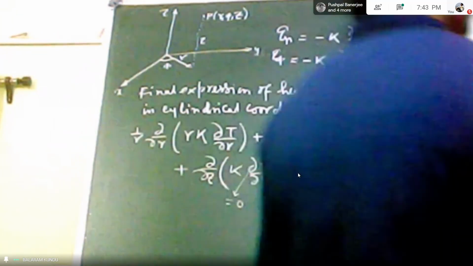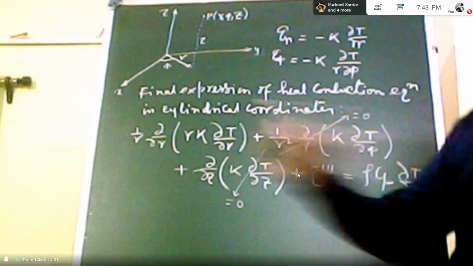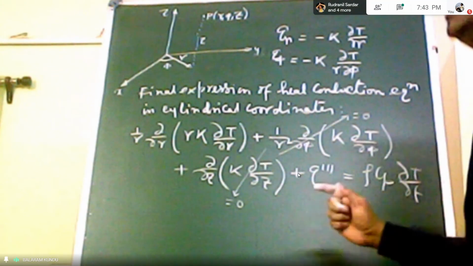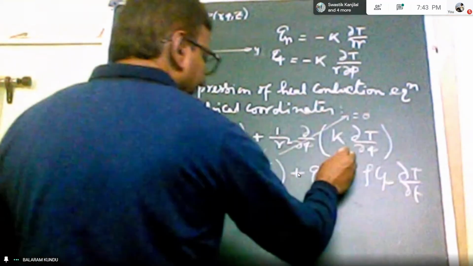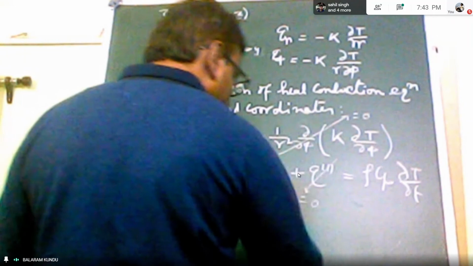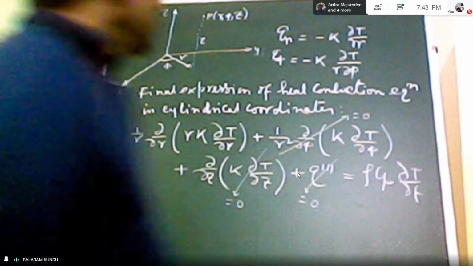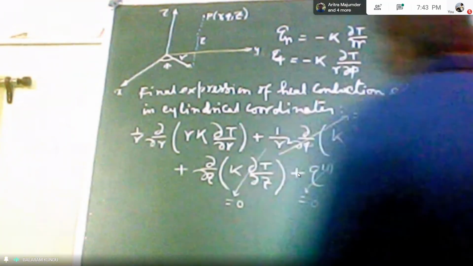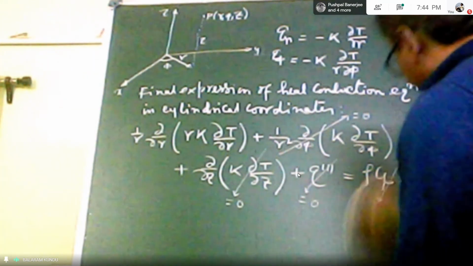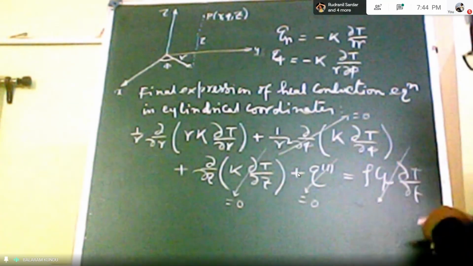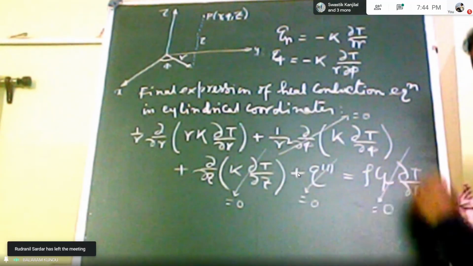Another thing: is heat generation there or not? We assume that there is no heat generation inside the cylinder, so we can consider Q dot prime equal to 0. And heat transfer takes place under steady state situation. As steady state has been maintained, obviously del T by del t, the time-dependent part, should be 0. So this term is also 0.